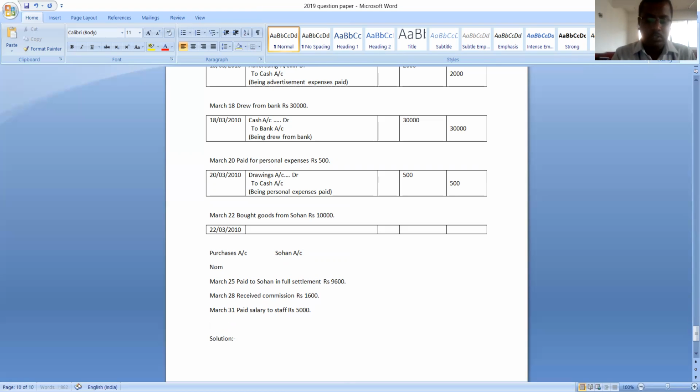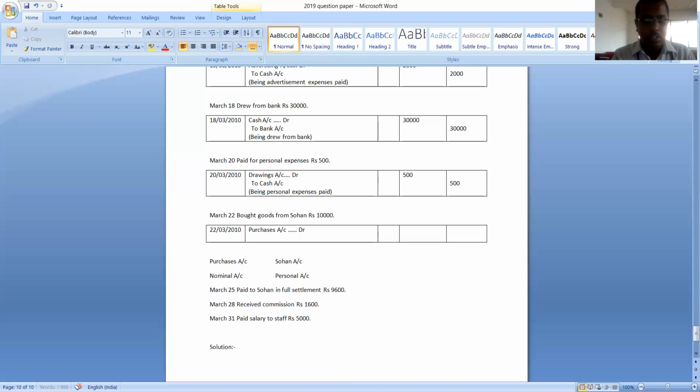Purchases account is which account? It is a nominal account. Sohan's account is a personal account. Now tell me which account should be debited and which credited. Purchases account should be debited. Why? Because purchases are expenses, and the rule of nominal account is: debit all expenses and losses. So purchases account should be debited.